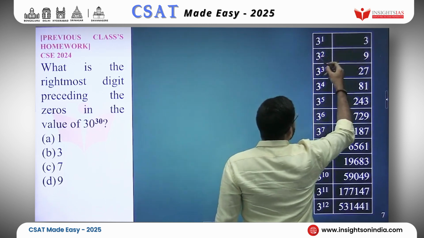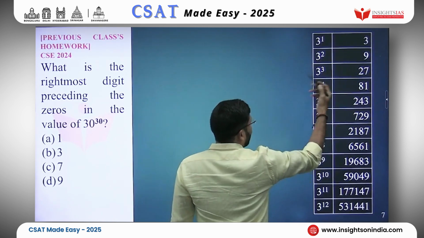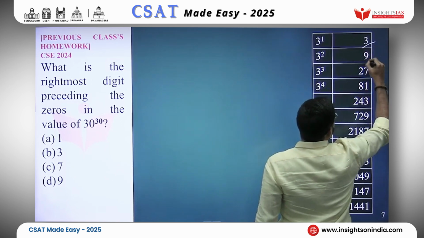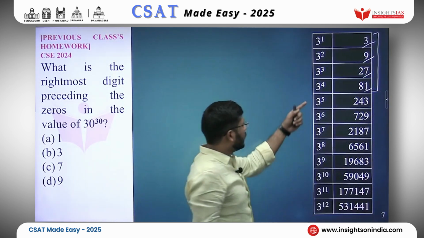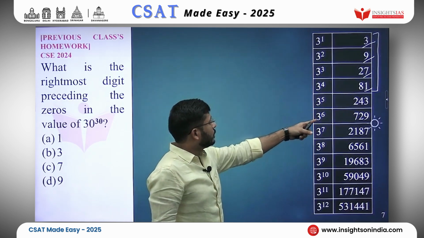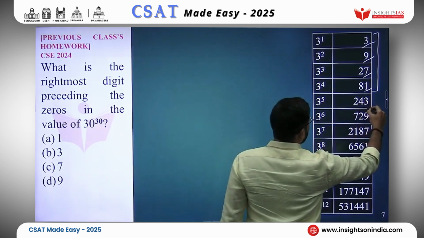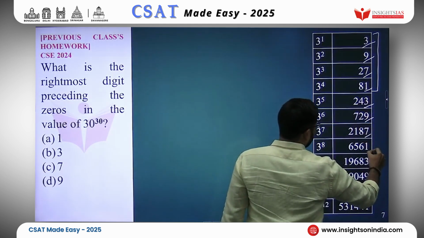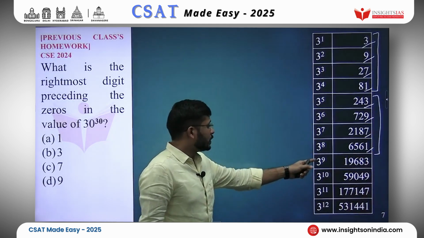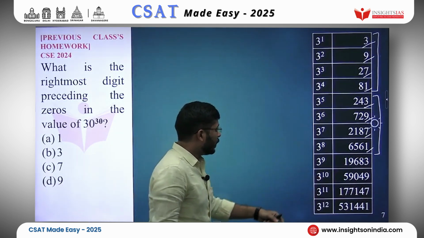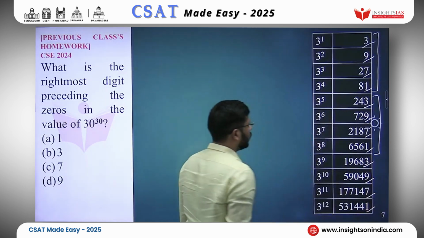3 raised to 1 is 3, 3 square is 9, 3 cube is 27, 3 raised to 4 is 81. So look at the last digits: 3, 9, 7, 1. It forms a cycle. See here, 3 raised to 5, 3 raised to 6, 3 raised to 7, 3 raised to 8. The unit digits are again 3, 9, 7 and 1. They are forming a cycle. And here 3 raised to 9, 3 raised to 10, 11 and 12. Again the same unit digits 3, 9, 7, 1.